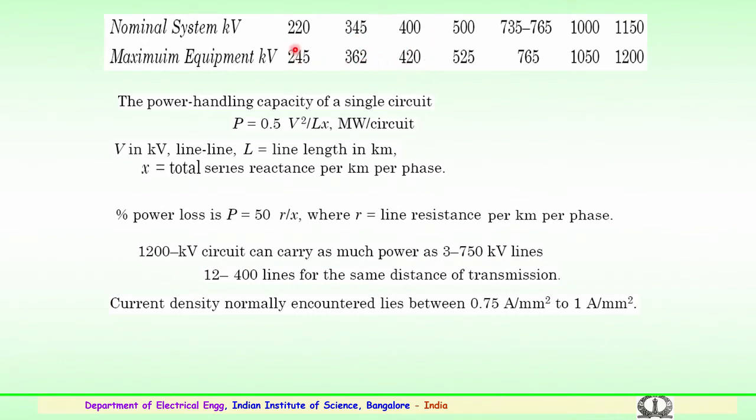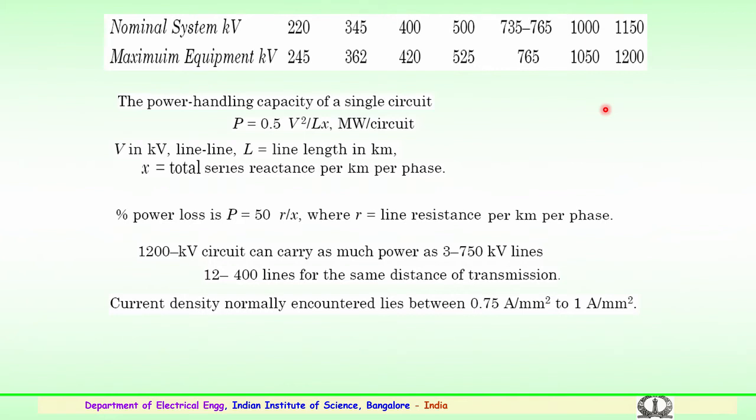So, in India we follow 220 and 400 kV transmission, then further 765 and 1200 is in experimental stage. So, this gives the idea what is a normal operating or nominal system voltage and the maximum voltage where the equipment has to be designed for that voltage level.